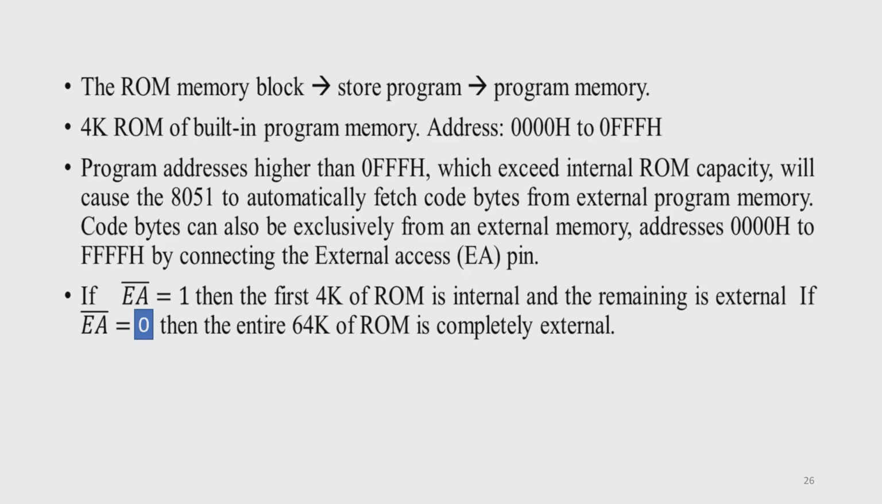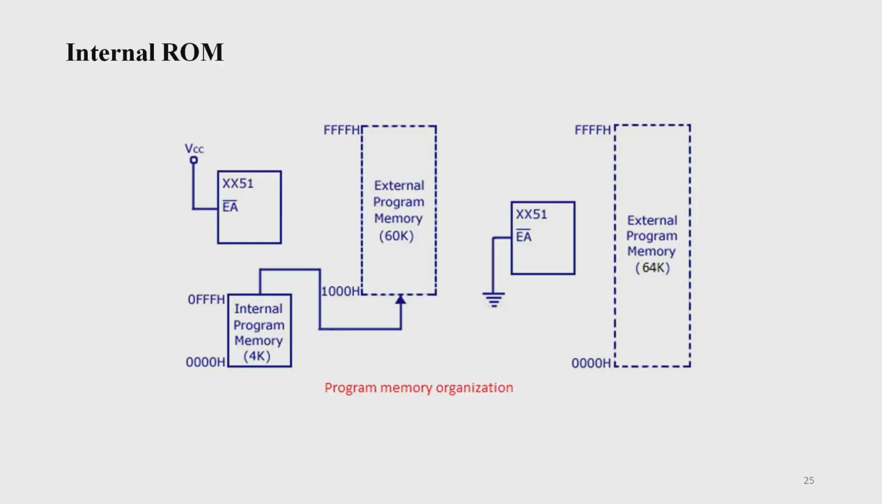program memory. The 4 kilobytes of built-in program memory covers the address range 0000H to 0FFFH. If the internal ROM capacity is exceeded, the 8051 automatically fetches the bytes from the external program memory. The external program memory can be addressed as 1000H to FFFFH. These two types can be accessed with the external access pin from the 8051 pin configuration.